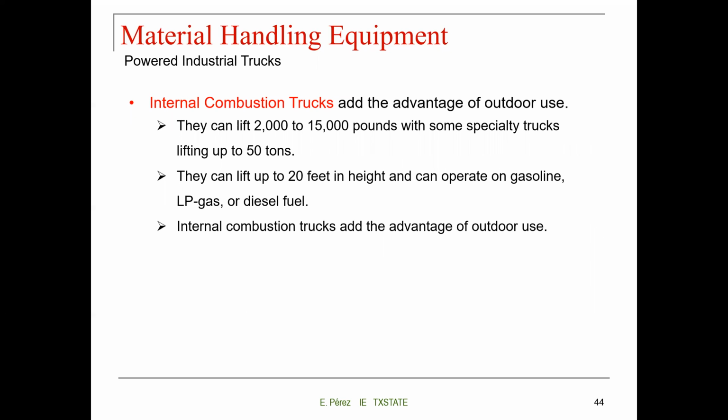Internal combustion trucks have the advantage of outdoor use. They can lift between 2,000 and 15,000 pounds, with some specialty trucks lifting up to 50 tons. They can lift up to 20 feet in height and can operate on gasoline, LP gas, or diesel fuel. Internal combustion trucks have the advantage of outdoor use.